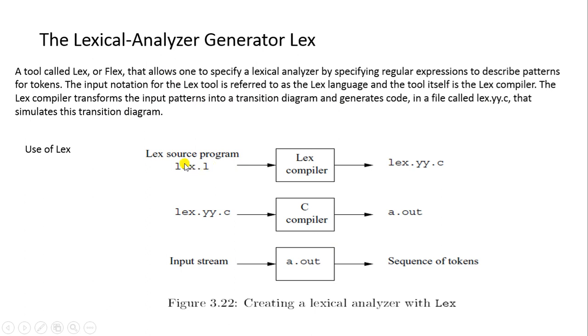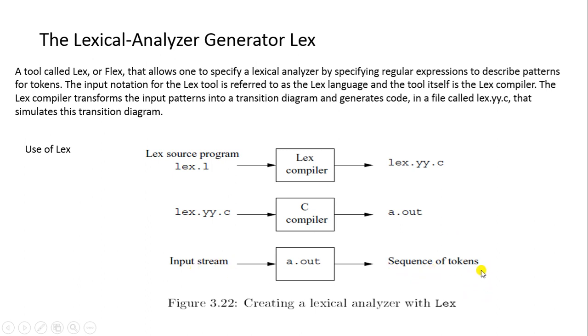So what exactly we are going to do is, we will have a Lex program written in the Lex language, that is the file with the name .l. So here the file name is lex.l. That program we are going to give to the Lex compiler, which will generate the lex.yy.c file. This lex.yy.c file, we in turn give to the C compiler, where we are going to have the output as the a.out file.